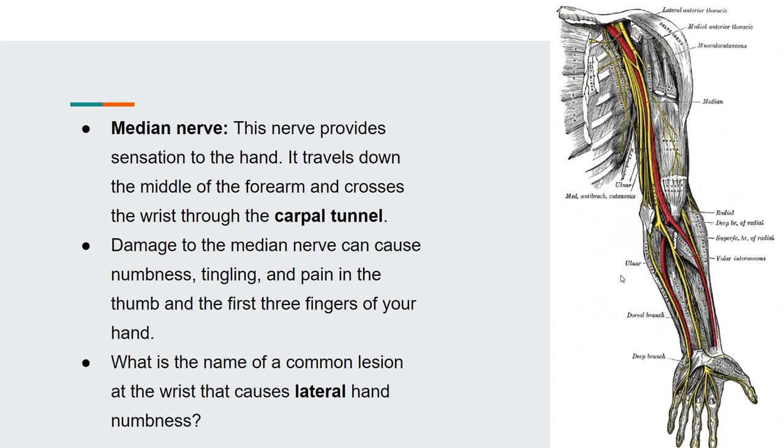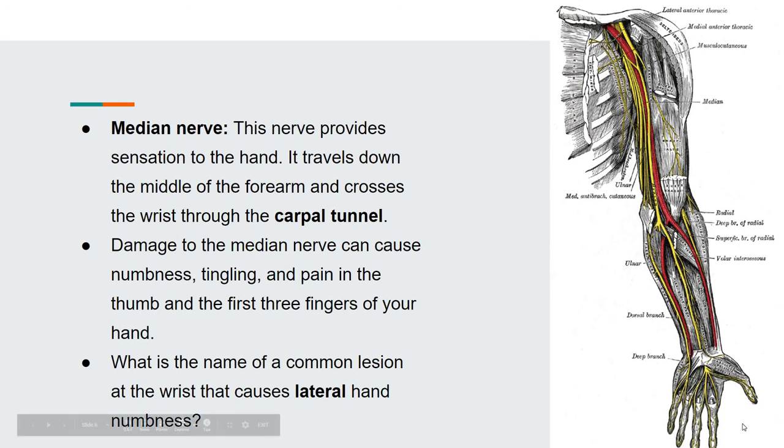Now the median nerve, as the name implies, is coming down the middle. This here, we're coming down as the median nerve. Now the median nerve actually does go through the carpal tunnel. Median nerve provides sensation to the hand, it travels down the middle of the forearm and crosses the wrist through the carpal tunnel.